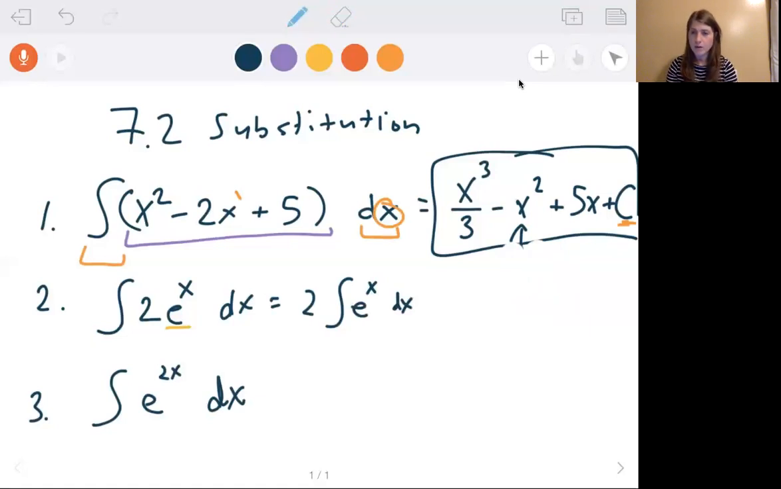And when I think about the antiderivative of e to the x, the antiderivative of e to the x is itself, because the derivative of e to the x is itself. So what we really want to have is 2 times e to the x, and then we can just tack our plus c on at the end. So if we differentiated 2 e to the x, you get back 2 e to the x, which is your integrand. So let's take a look at how this changes with e to the 2x.